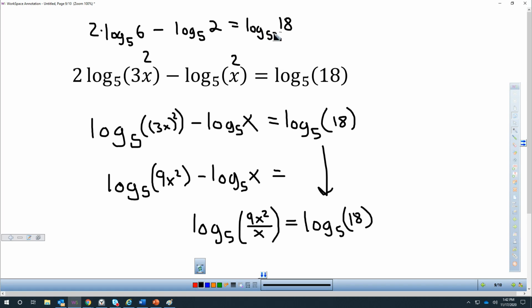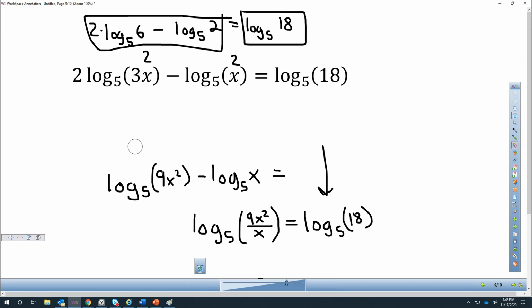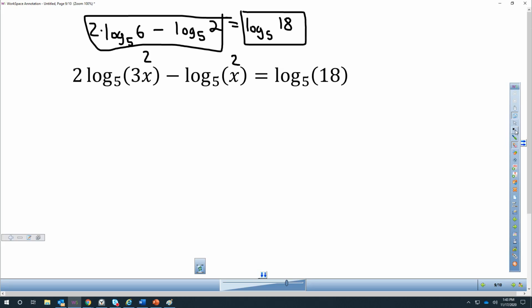Now, you could type these in the calculator, type in log base 5 of 18, and then type in 2 times log base 5 of 6 minus log base 5 of 2, and you should get the same answer for both of those, okay? But also you could use your properties of logs to rewrite these. So this is going to be log base 5 of 6 squared minus log base 5 of 2.